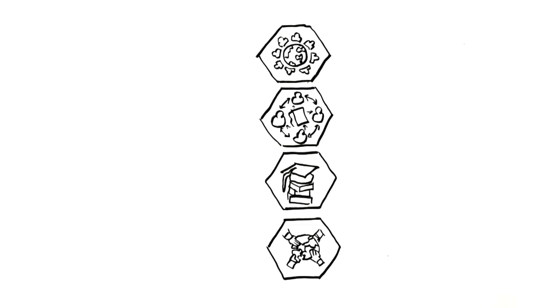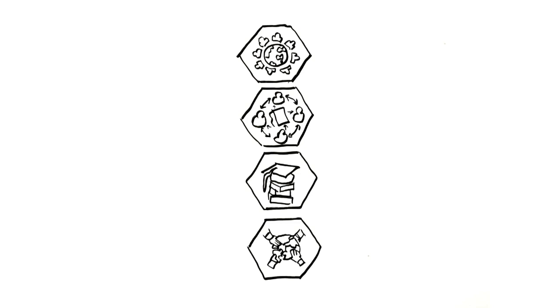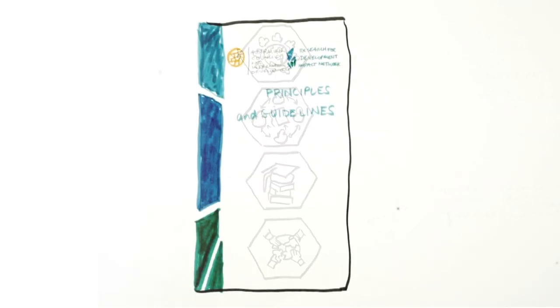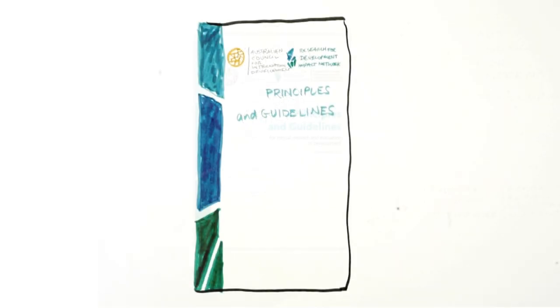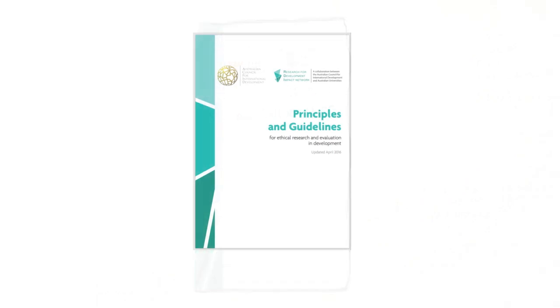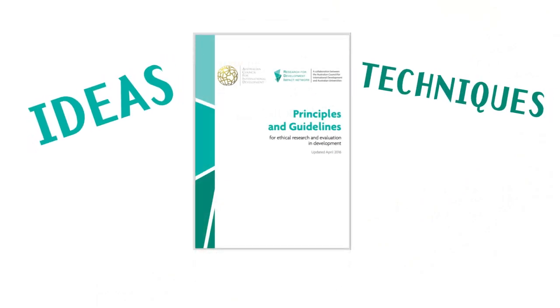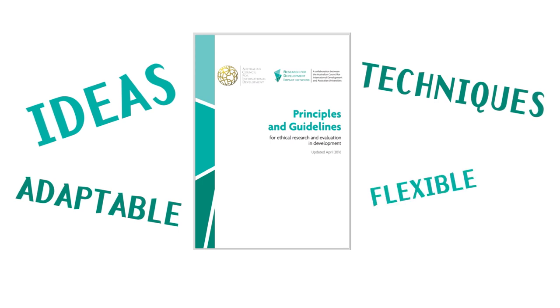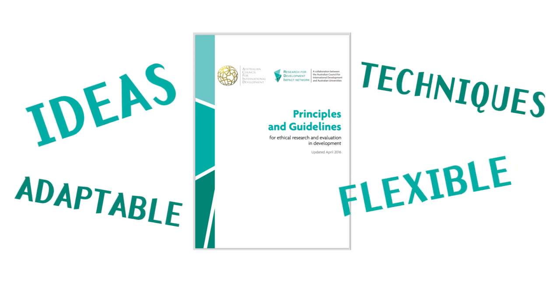Now you've learned a bit about the four principles for ethical research and evaluation in international development. These principles go hand in hand with guidelines. These guidelines offer some ideas and techniques you can use when planning research. They also help your organisation to be ready, adaptable, and flexible when doing research in the field. So when the unexpected happens, you can stick to ethical practice at all times.